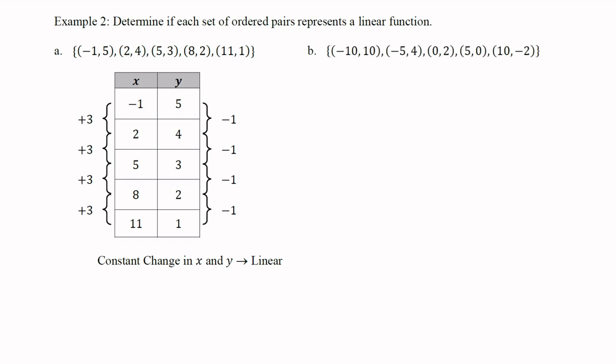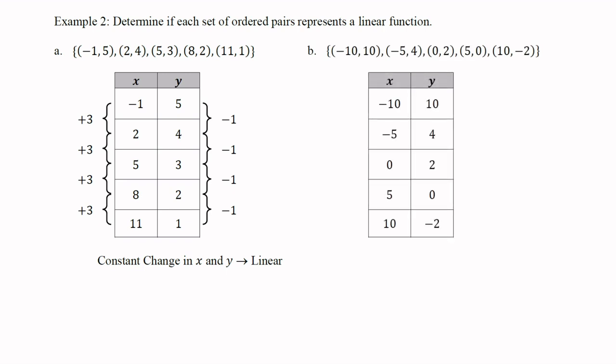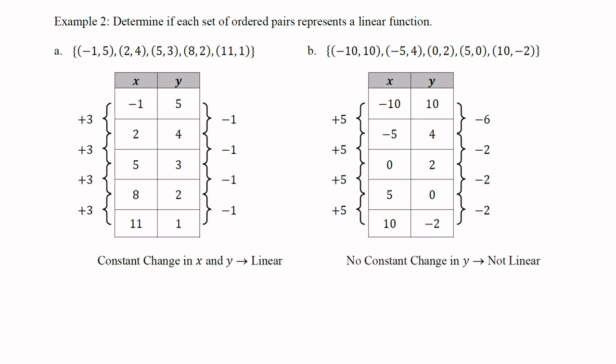In B, we're going to take this set of ordered pairs and put them into a table. We do have a constant change in x because we're adding 5 each time, but in the y, we subtract 6 in the first set of y values and then subtract 2 for every subsequent set of y values. So we do not have a constant change in y, so therefore this is not linear.